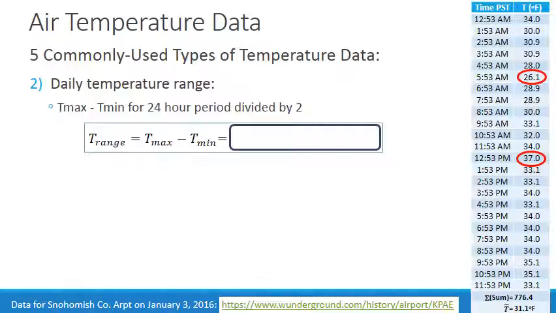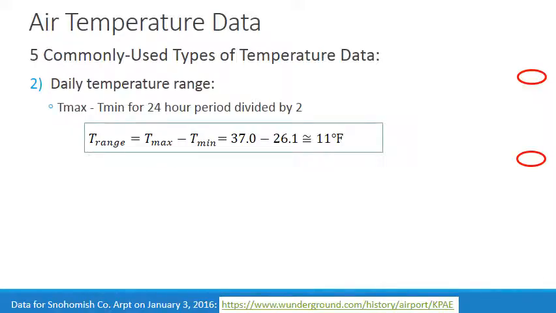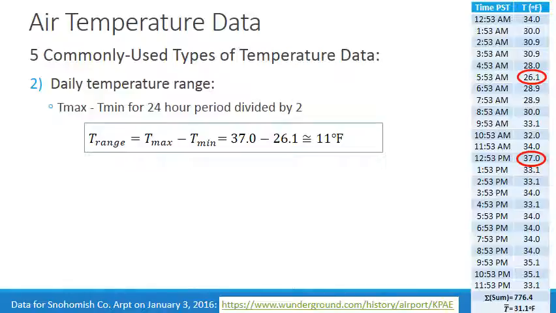So subtract the minimum from the maximum, and what do we have? We have 11 degrees Fahrenheit. Okay. So rounding to the nearest degree, we're at a nice even 11.